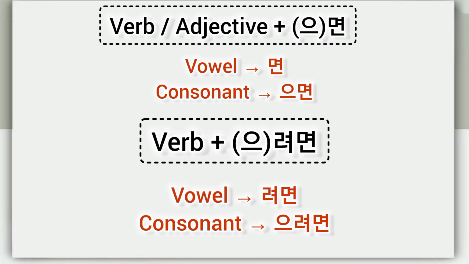For Umyan, we take a verb or adjective and add myan or umyan. With vowels, we use myan, and with consonants, we use umyan. And for Uryaman, we take a verb and add uryaman or ryamyan. With vowels, we use ryamyan, and with consonants, we use uryaman. Let's understand this using some examples.